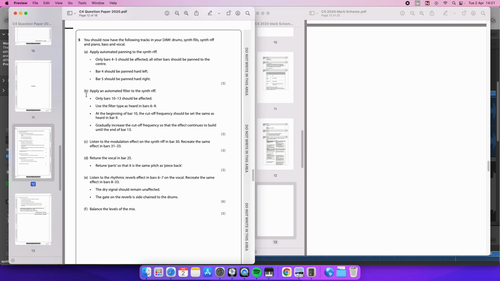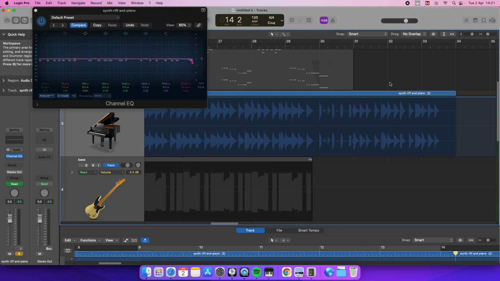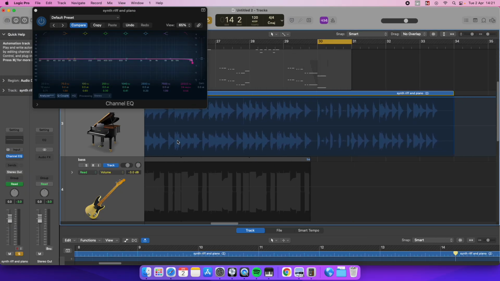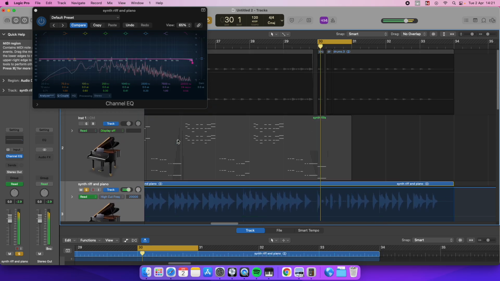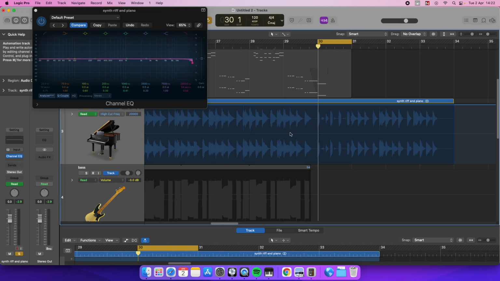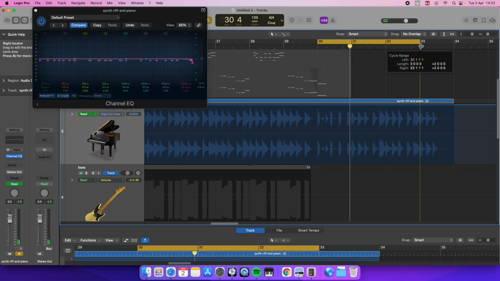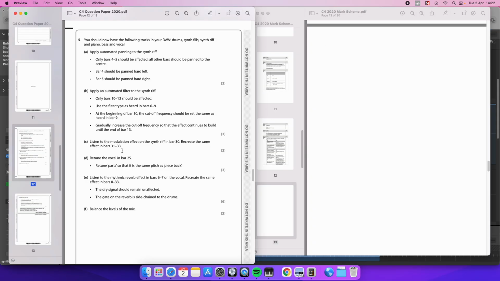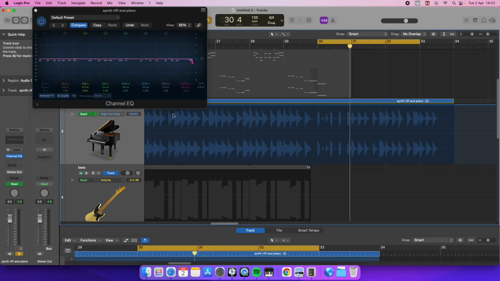Easy. Next. Listen to the modulation effect in the synth riff in bar 30. Is this synth and piano, or is it synth fills? Okay, that, right? Listen to the effect, but recreate the same in bars 31 to 33. Is that including bar 33? I can never tell. I'm assuming it's including 33. Fine.